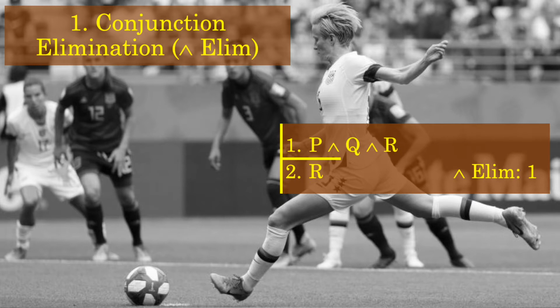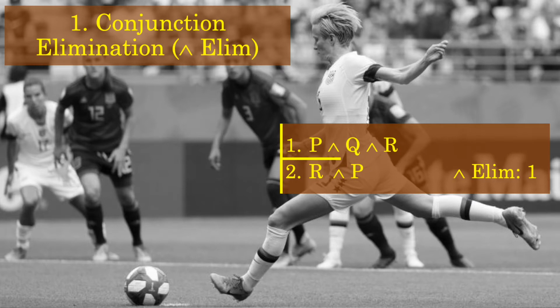Similarly, when you have conjunctions with 3 or more conjuncts, you can infer any one of the conjuncts that you want, as we did here. So we inferred R from P and Q and R using and elimination. And note that we haven't changed anything in that right-hand column in line 2.